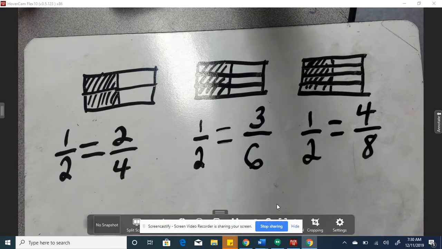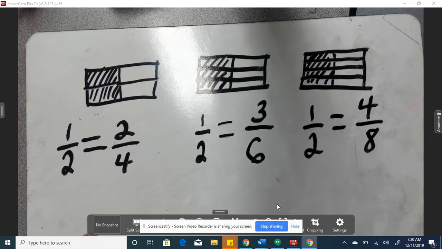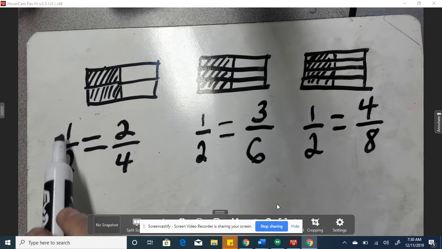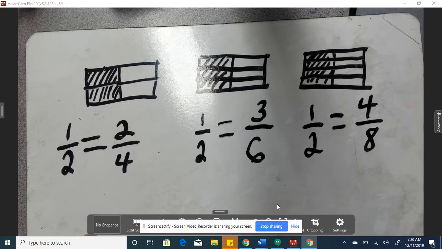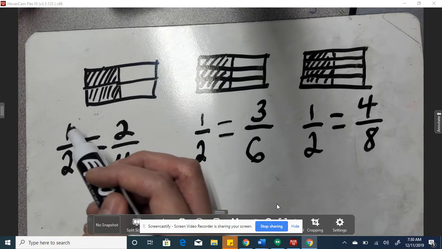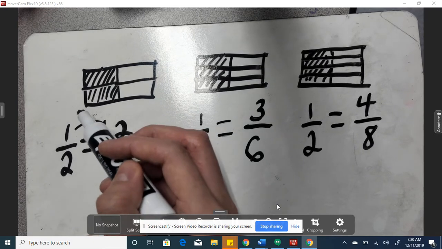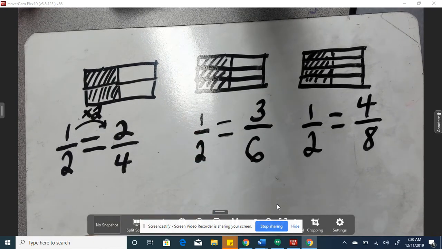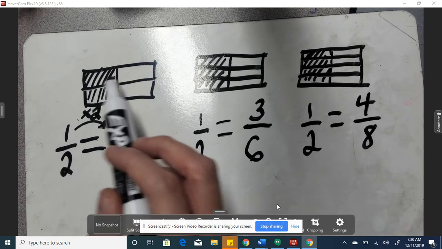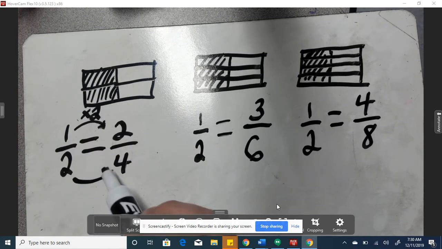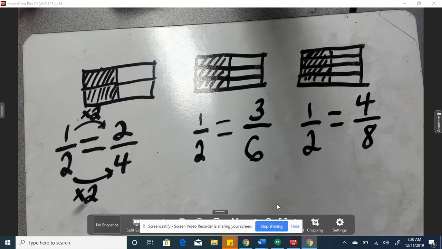Now, this has been all review from yesterday. We're going to try to find a pattern that we notice. So if we see, to get from our numerator of having 1 piece shaded to our numerator of having 2 pieces shaded, what we have to do is multiply by 2. And this makes sense because we split our shaded piece into 2 pieces. Now let's look at the denominator. We went from 2 pieces total to having 4 pieces total. Once again, we multiplied by 2.